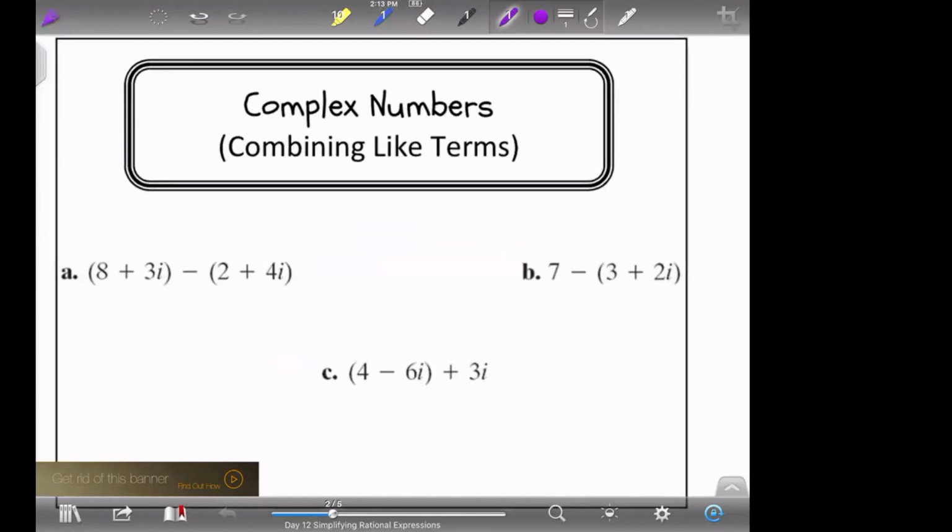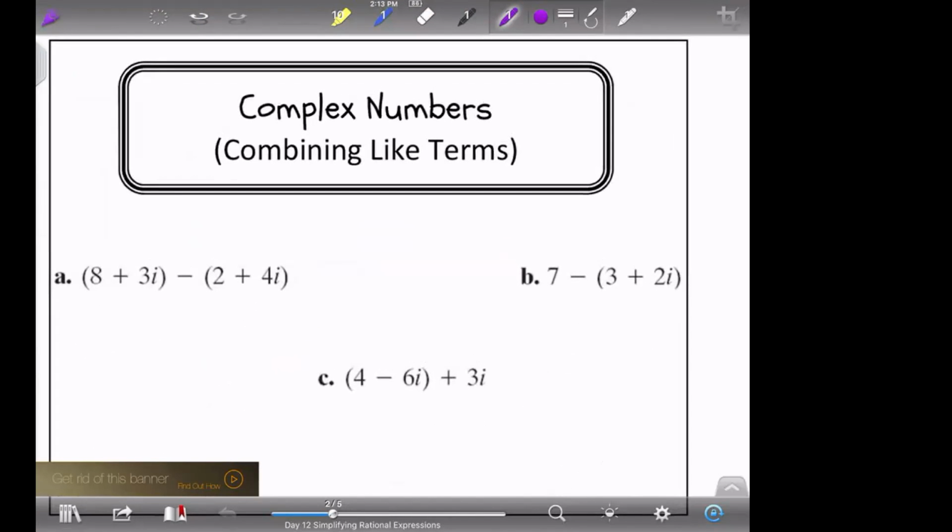So take a minute and see if you can answer all of these questions, A, B, and C. All you're going to need to do is combine like terms.